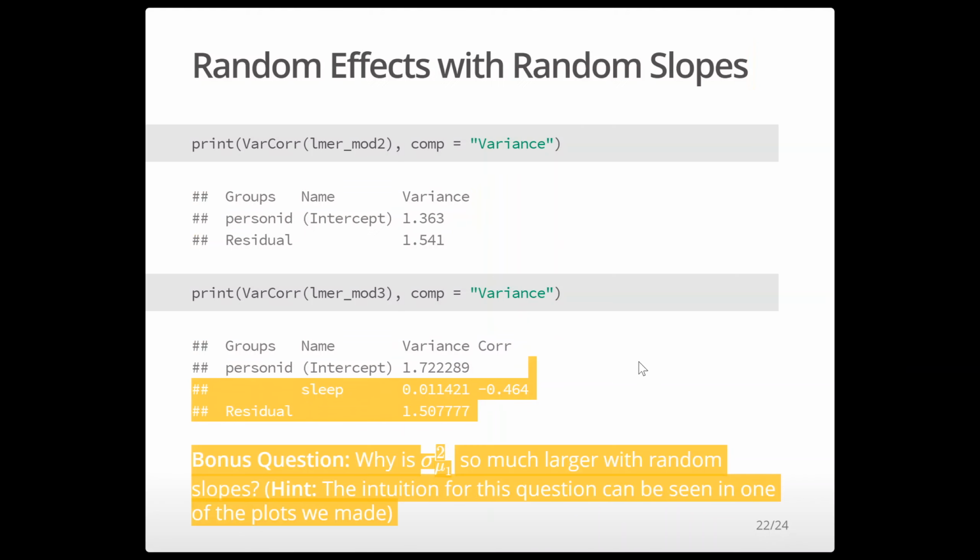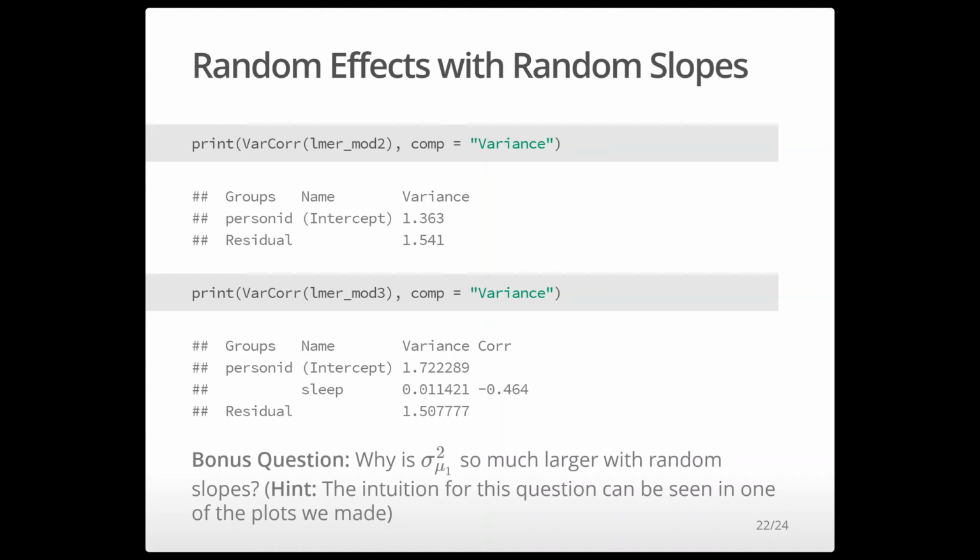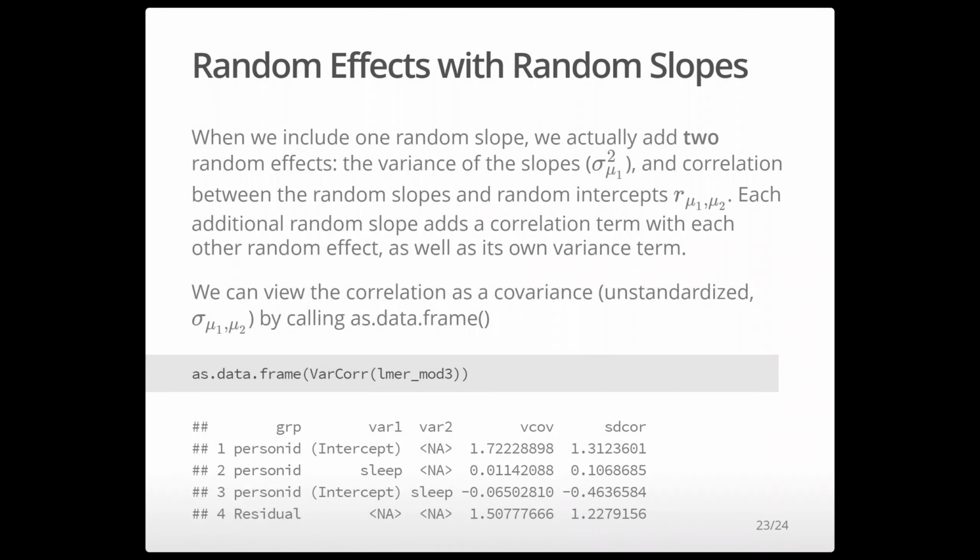And if you look back at one of the plots we did already, there you can actually find a hint as to why this would be the case, but this is something that we will talk about more next week. So another way to look at this table is to call as data frame, and so that gives us not just the variance and standard deviation, but now we get the covariance between the intercepts and slopes. So before, when we printed it, we could only get the standard deviation. Now we get the covariance here, which is just a way of keeping it on the unstandardized scale and standardized scales at the same time.